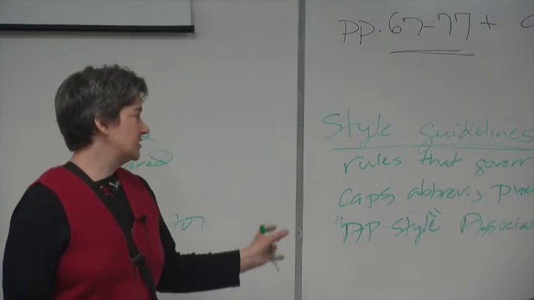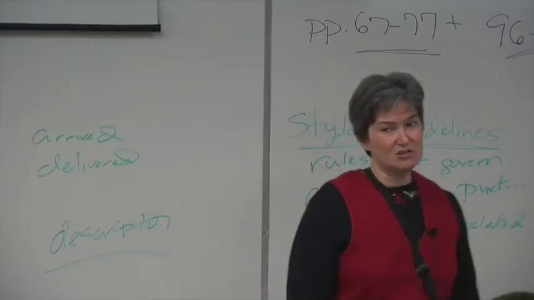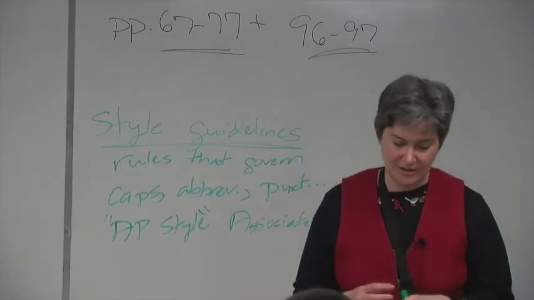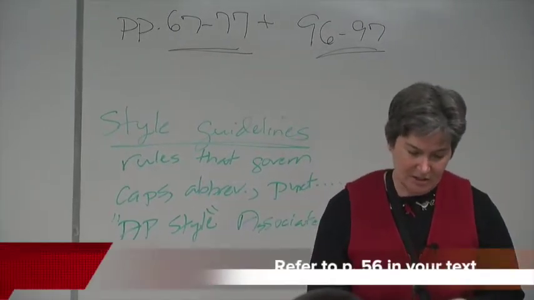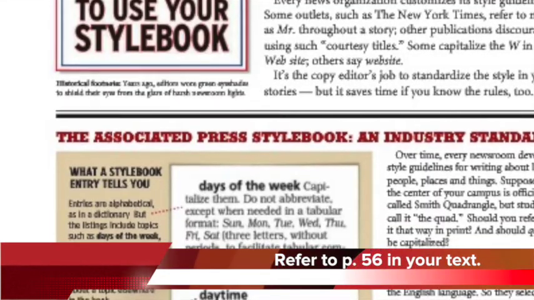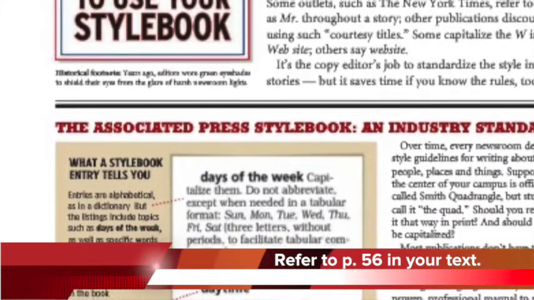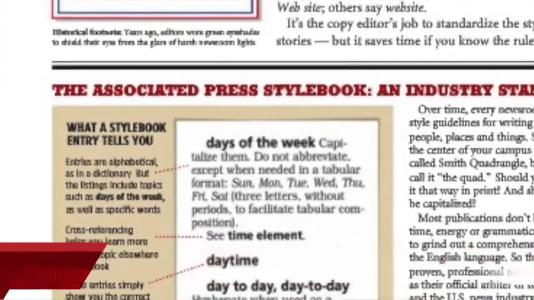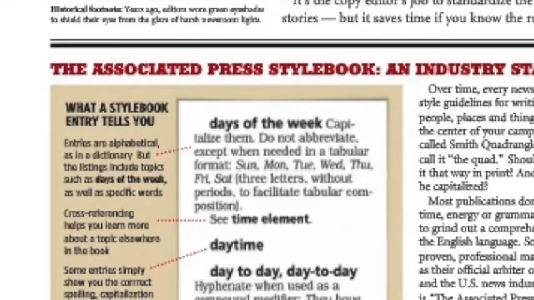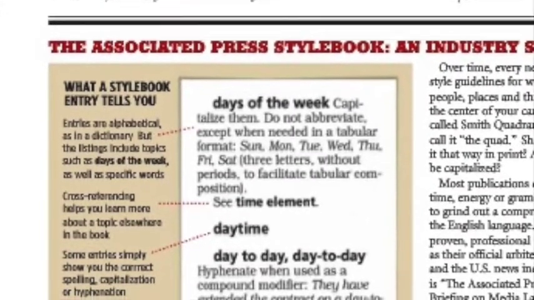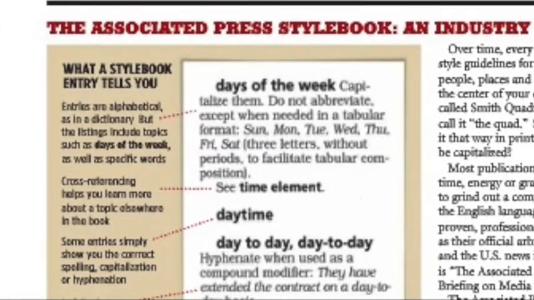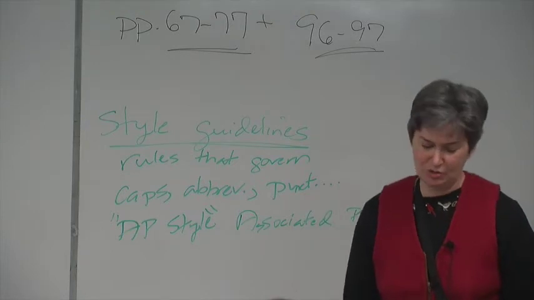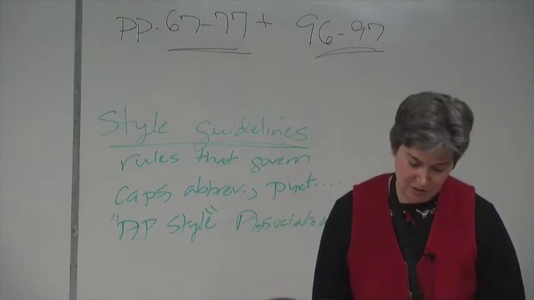But they also oversee the style book that comes out every year or so. It's probably more like every 2 or 3 years, and they'll change little things in it. It kind of looks like a dictionary. See at the bottom, page 56? This is how the entry looks. Days of the week. What do I do with days of the week? Do I abbreviate them? Do I capitalize them? You would look it up under D, and then you would see: capitalize them. Do not abbreviate except when needed in a tabular format. So if you're making a table, it's okay then, but usually you do not abbreviate days of the week in newspapers.